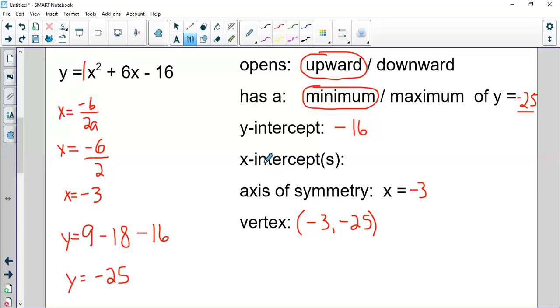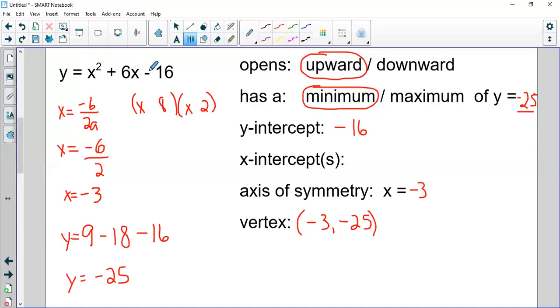And last but not least, I need to get my x-intercepts. I need to take this equation and factor it to solve it using my zero product property. So let's see. I have this. I'm going to get rid of this 1 just so it doesn't confuse me. X squared plus 6x minus 16. Any factors of 16 that subtract to make 6? Well, that would be 8 and 2. So I'm going to get 2 sets of parentheses. I got an x and an x. I got an 8 and a 2. 8 times 2 is 16. 8 minus 2 is 6.